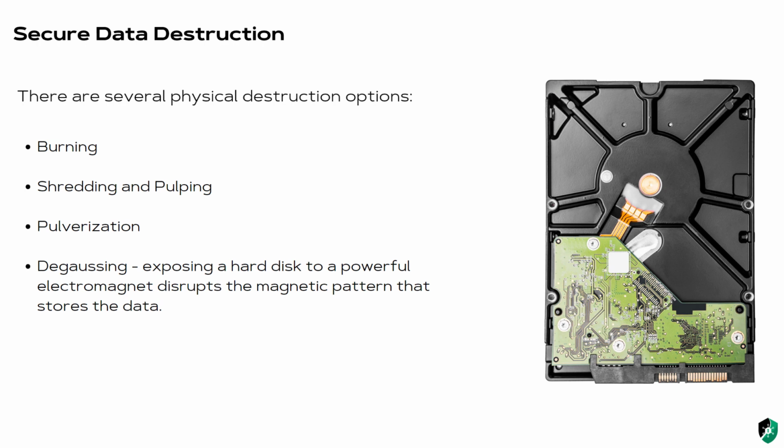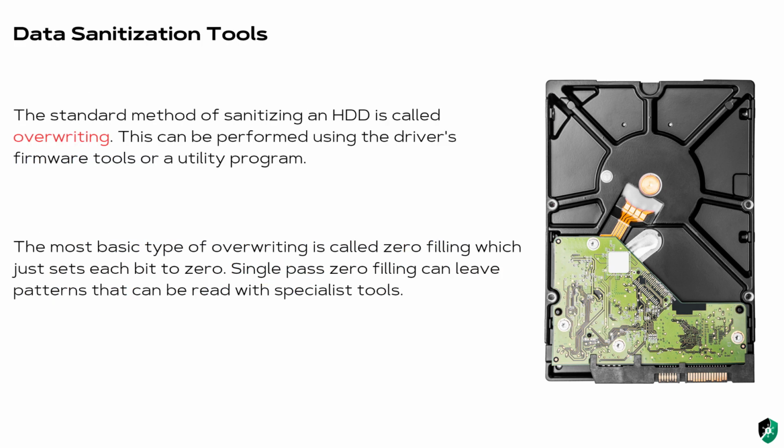We can burn them, we can shred and pulp them, we can pulverize them with something like a hammer, or we can simply use something known as degaussing, which is exposing the hard disk to a powerful electromagnet, which will disrupt the magnetic pattern that stores the data.